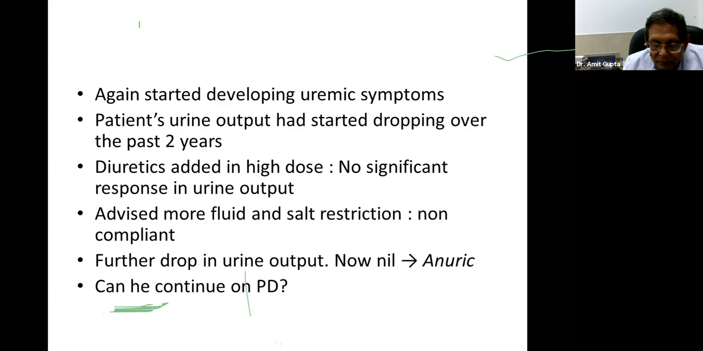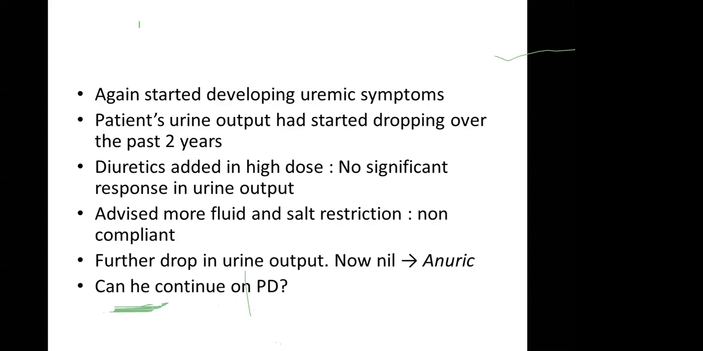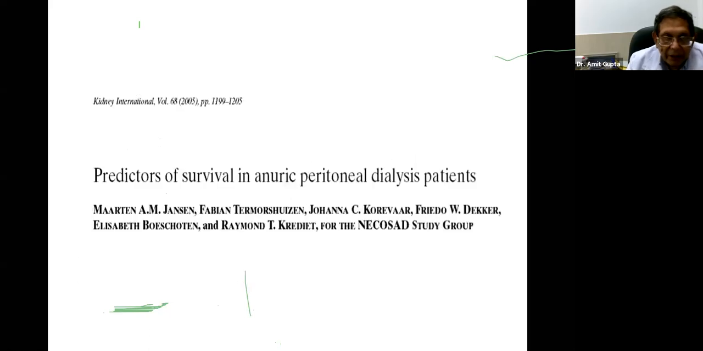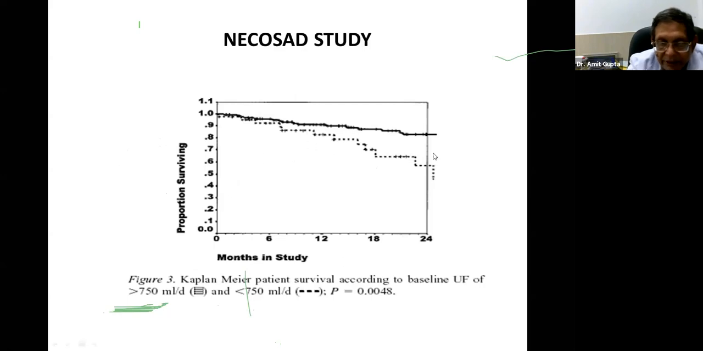Anyone? So the UF should be at least more than a liter. If the ultrafiltration is less than 1 liter, the anuric patient won't do that well, sir. Okay, very good. So there was this famous study called the NECOSAD study, which looked at the anuric patients. What they showed was that patients whose ultrafiltration was in excess of 750 ml would have a better survival as compared to those whose ultrafiltration was less than that. So if you have an anuric patient, you have to ensure that your ultrafiltration is at least greater than 750 ml, then survival is better. But if your ultrafiltration is less than that, then you will have a very poor survival in these patients.